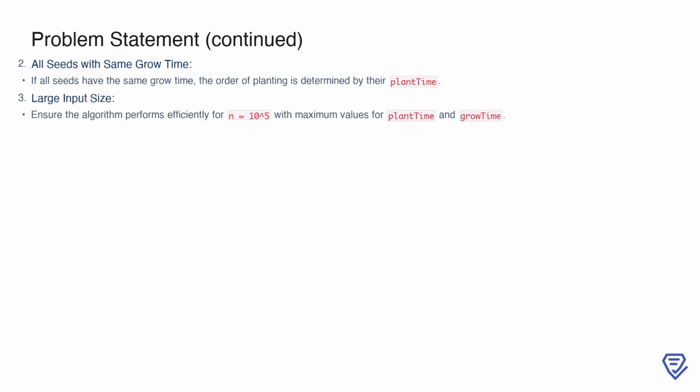Finally, for large input sizes, where n is as large as 100,000 and plant time and grow time values are at their maximum, it's critical to ensure that the algorithm is efficient and can handle these constraints within a reasonable time frame. By carefully considering these scenarios, you can build an effective solution to the problem.